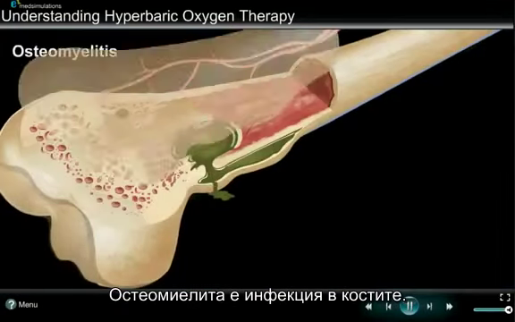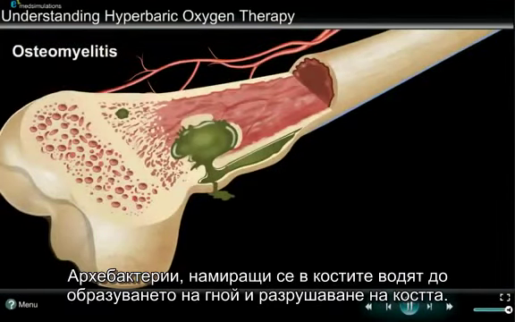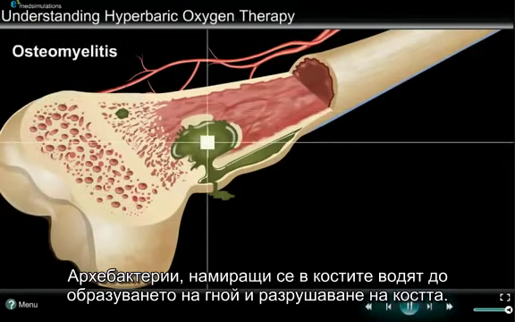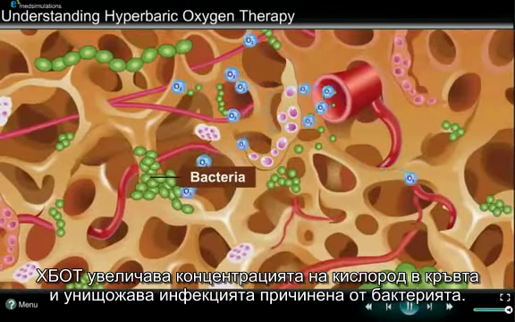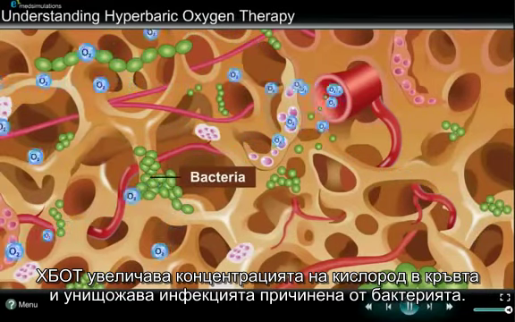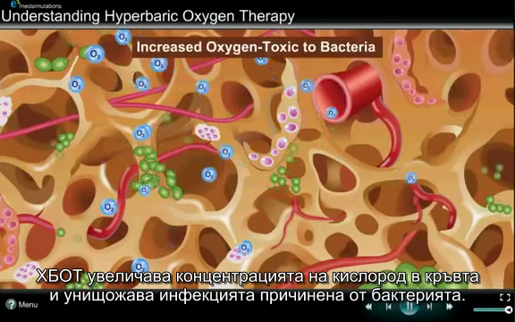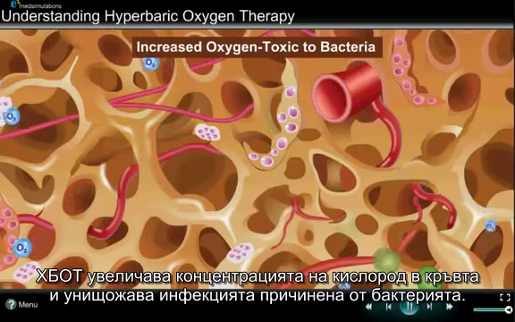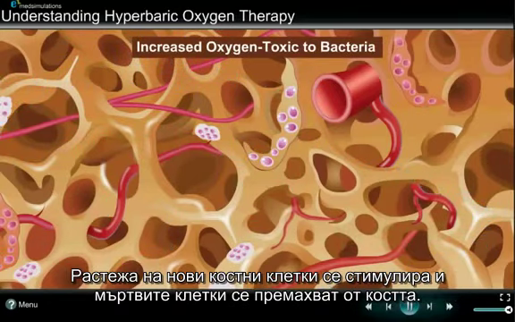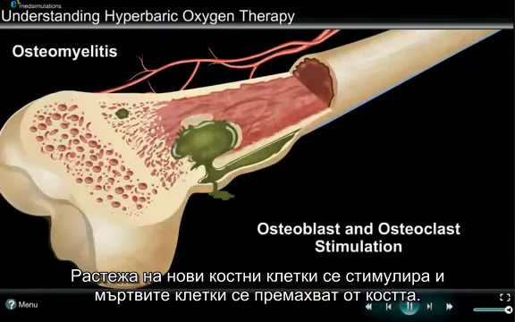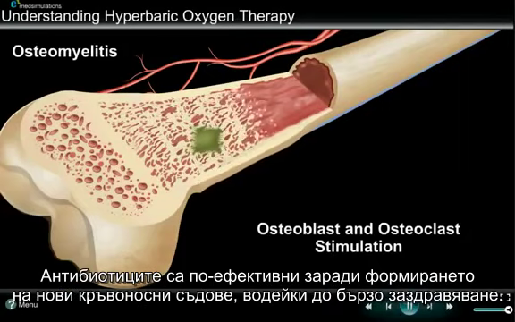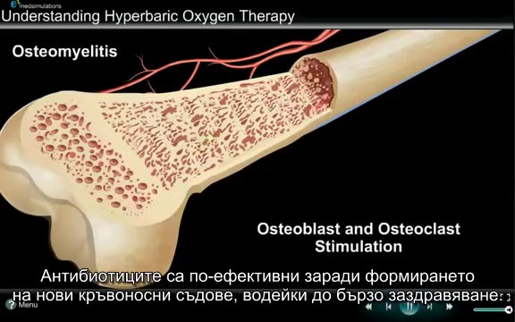Osteomyelitis is an infection in the bone. Harmful bacteria present in the bone cause the infection, which can lead to pus formation and bone destruction. Hyperbaric therapy increases the oxygen concentration in the blood and kills the infection that is caused by the bacteria. The growth of new bone-forming cells is stimulated, and dead bone cells are eliminated from the bone. Antibiotics are more effective due to the formation of new blood vessels, leading to rapid healing of this condition.